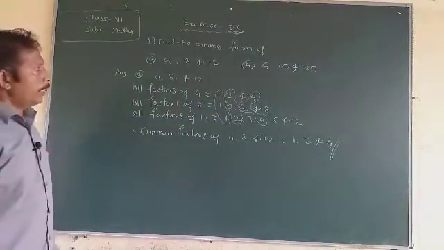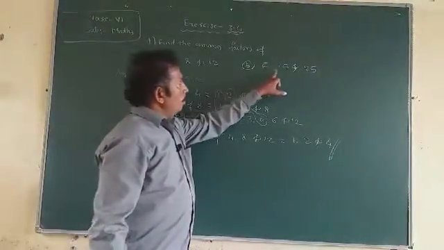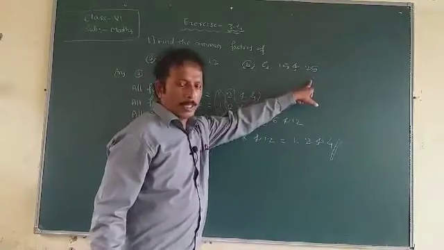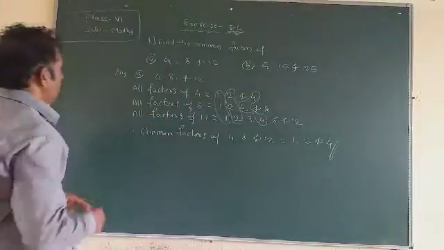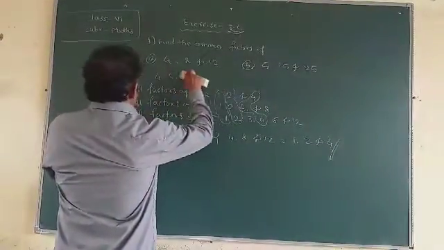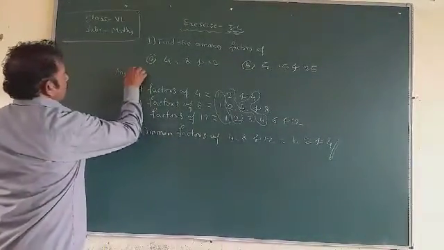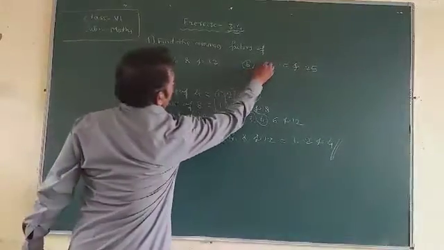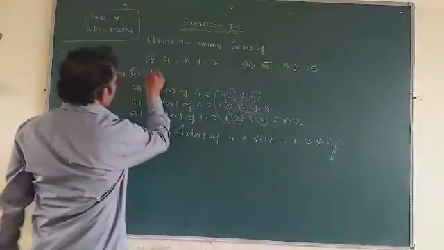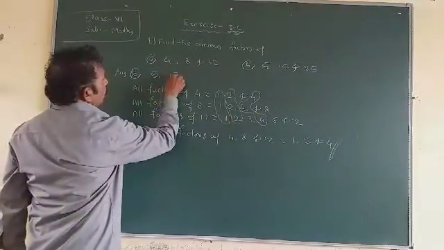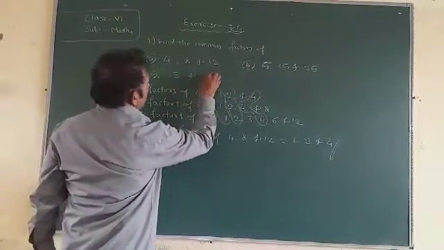Similarly, next question, 5, 15 and 25. Answer B. In the question number B, we are given three numbers, 5, 15 and 25.